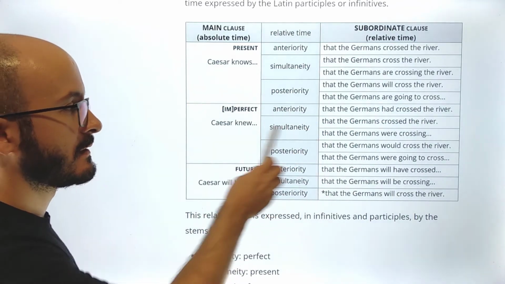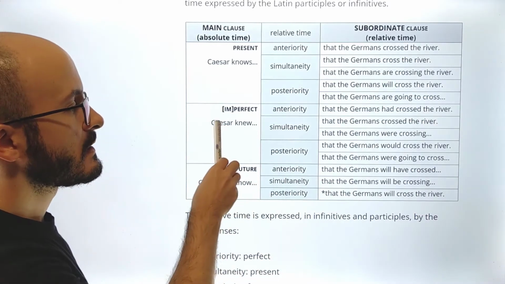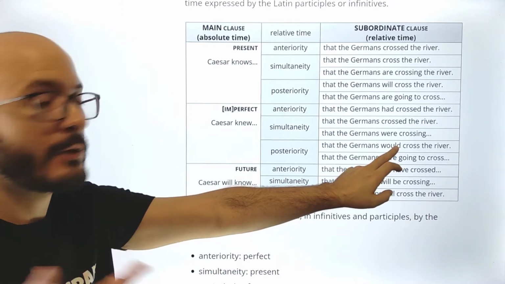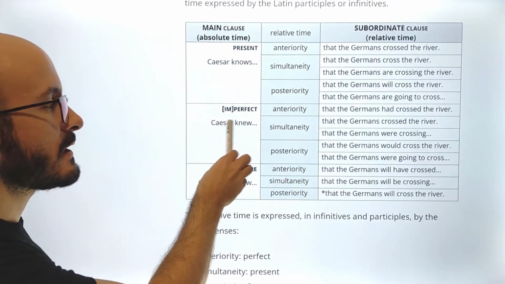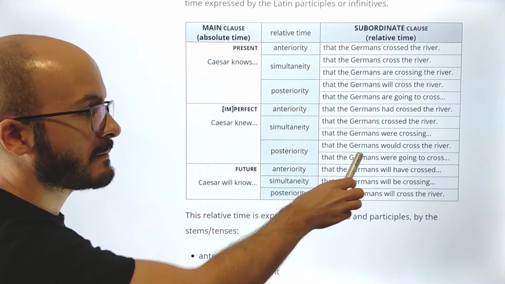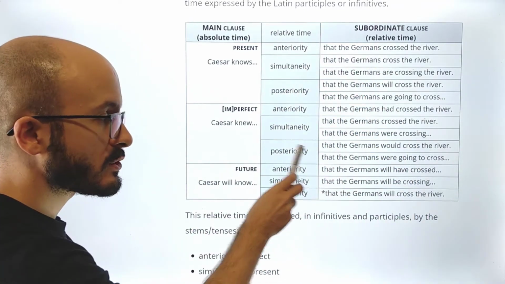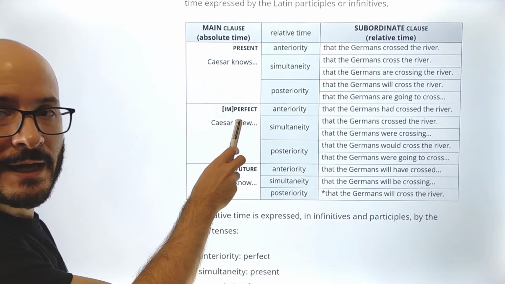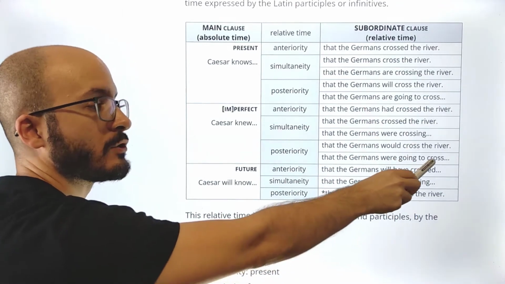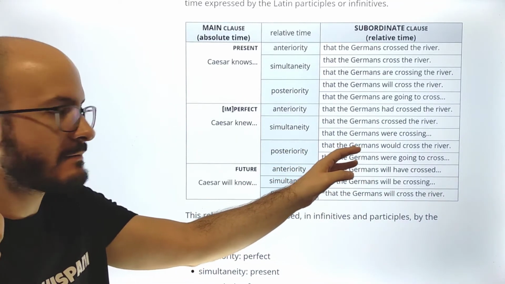Now, simultaneity. Caesar knew that the Germans crossed the river, that the Germans were crossing the river, etc. Caesar knew, and now posteriority. And this one is the least intuitive at first, but you will see. Caesar knew that the Germans would cross the river, or that the Germans were going to cross the river. So we use conditional for the posteriority in relation with the past, or it can be either conditional or "we're going to." Okay? So think about this and you will see that it is true.